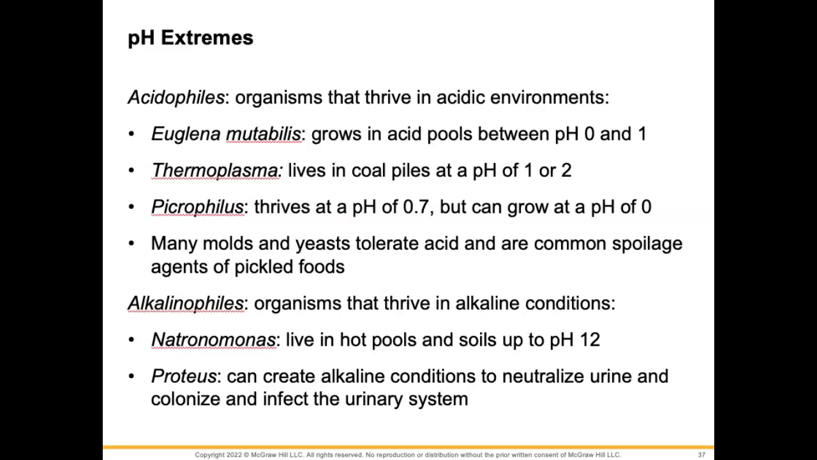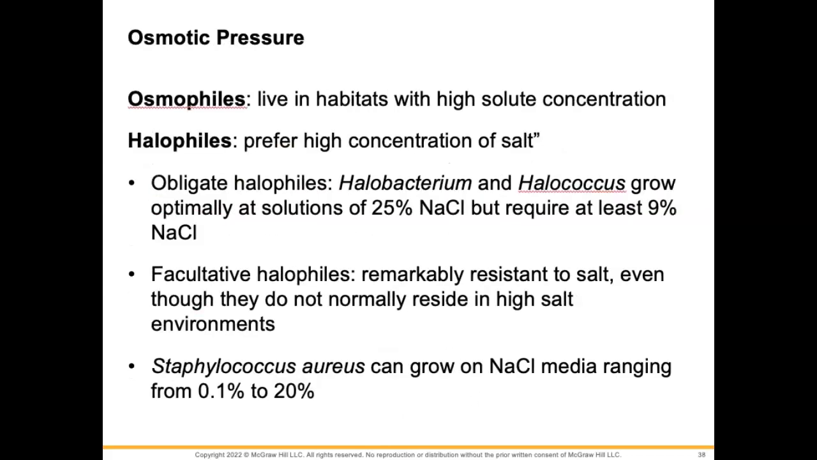Alkalinophiles are organisms that thrive at the opposite end of the pH spectrum, so more alkaline conditions. Natronomonas live in hot pools and soils up to a pH of 12. Proteus can create alkaline conditions to neutralize urine and colonize and infect the urinary system. So Proteus is a common culprit of urinary tract infections, as well as E. coli.